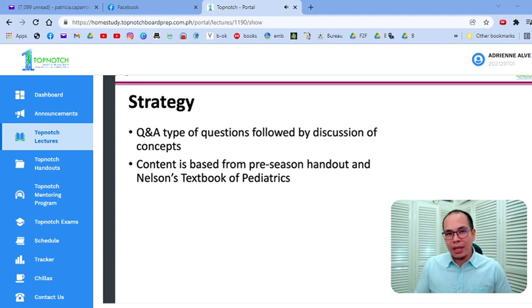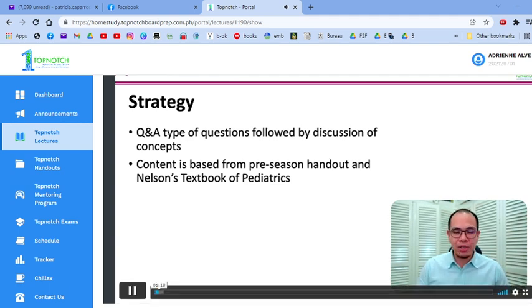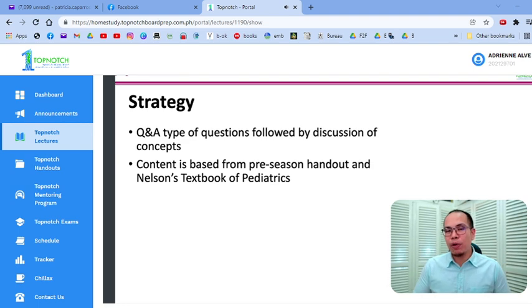So we will be discussing a lot of topics, and my style is to usually start them off with a case because I believe kapag meron tayong case, mas naaalala natin yung mga disease processes na dinidiscuss natin. After the case, we will then proceed to a very brief discussion of each of these cases, and I will teach you the important things that you have to know. So we will be focusing on the must-knows and need to know.